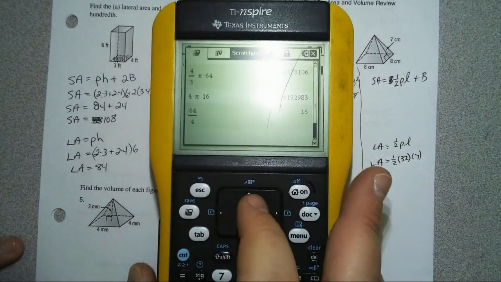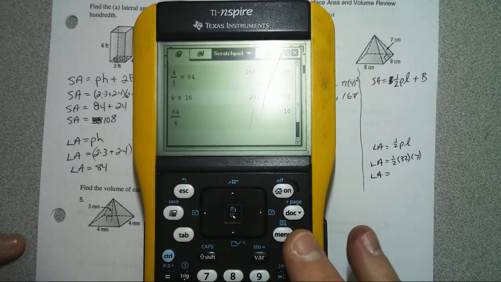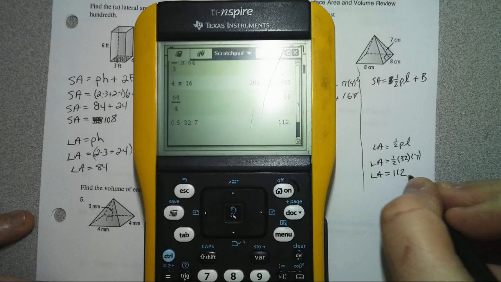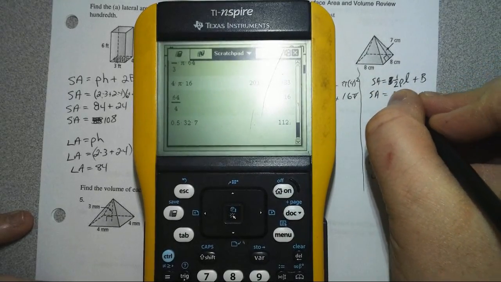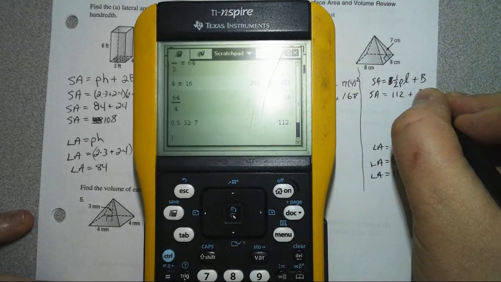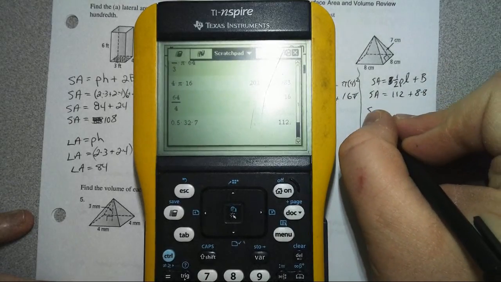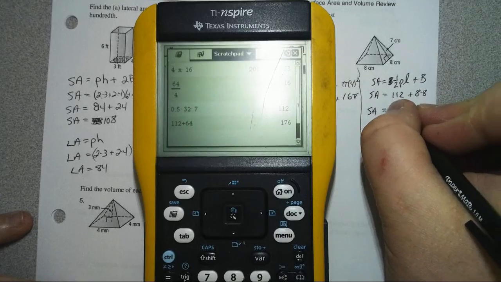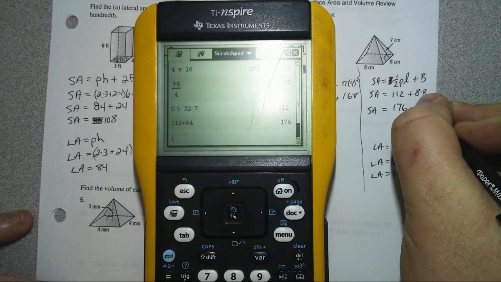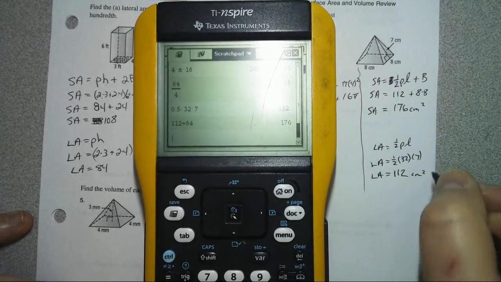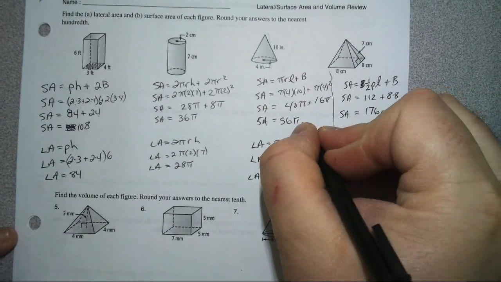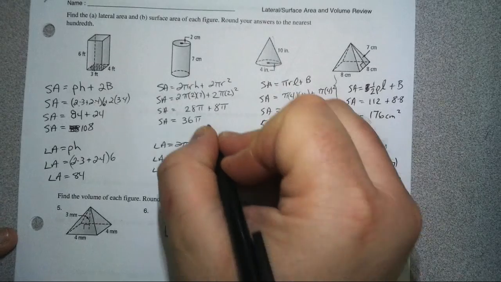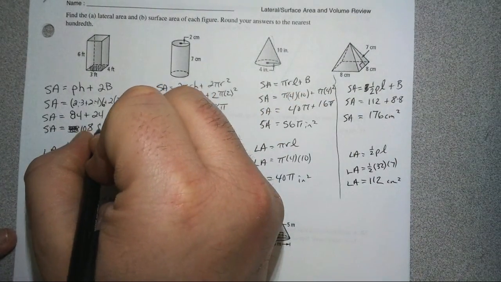So half of 32 is 16, times 7, this is 112. And then the surface area we know is going to be 112 plus 8 times 8, or 64, and that's 176. And we should have units squared on these. So if you're going back in this, inches squared, centimeters squared, feet squared.